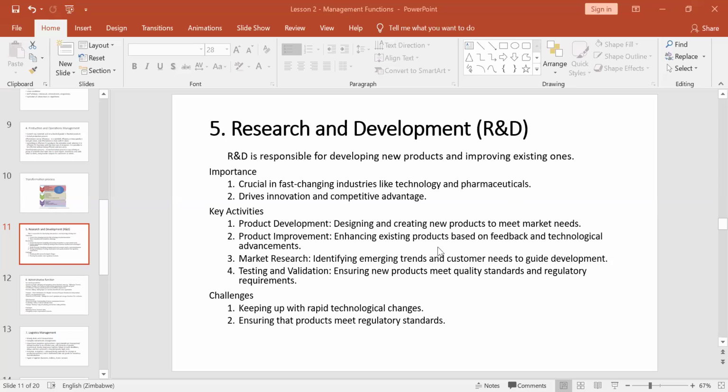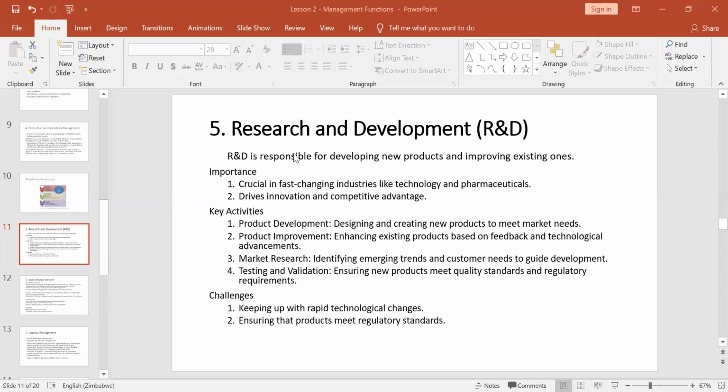It's causing people to get side effects like this and this. Then the research and development team also drives innovation and competitive advantage. Their key activities are four main ones.